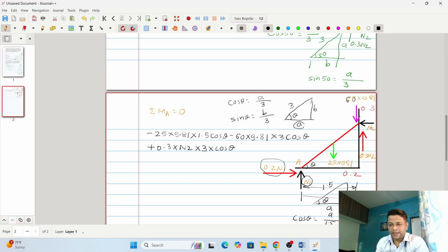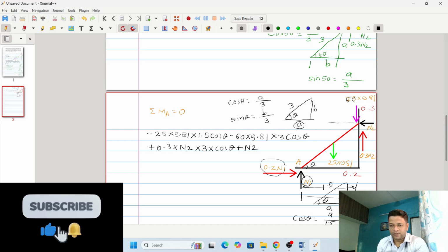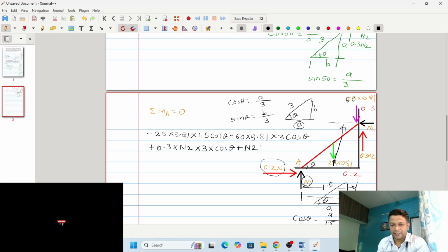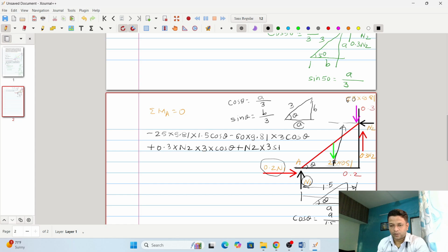Okay, then this N2. Again this N2 will rotate in an anti-clockwise way around A, so it is positive. So plus N2. Now for the perpendicular distance here, draw one horizontal line from here. This is the perpendicular distance between them, so that is equal to distance B. So B is equal to 3 into sin theta. So it is equal to 0. This way we can write the equation.